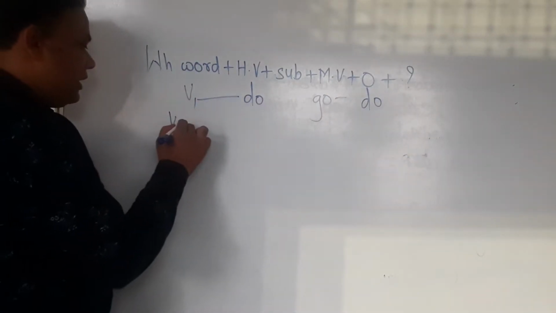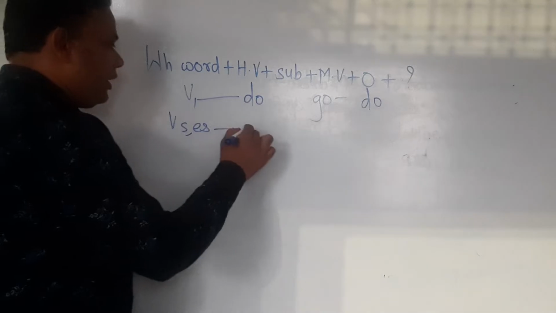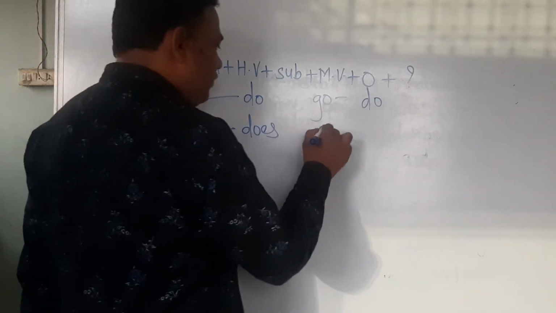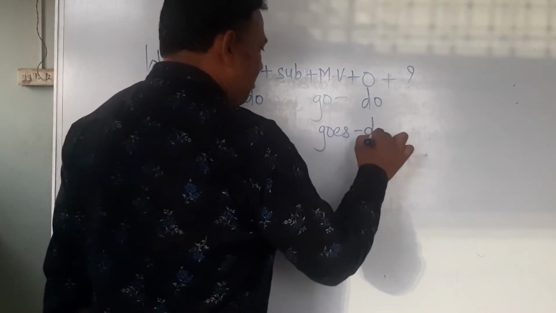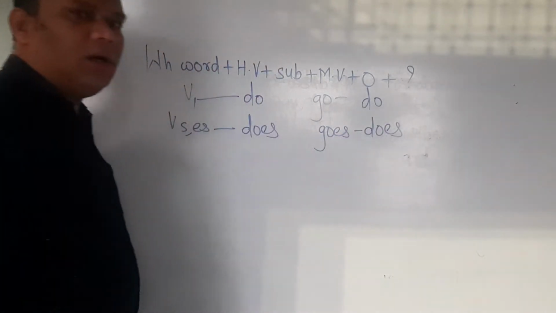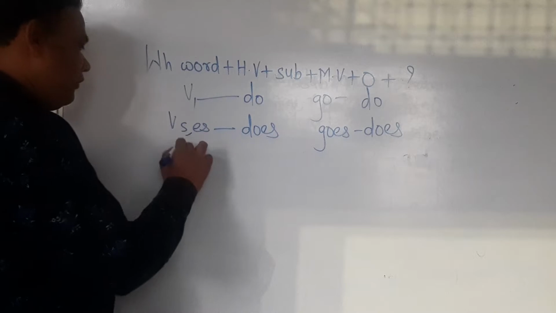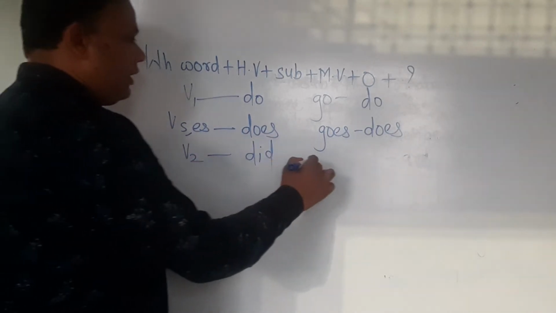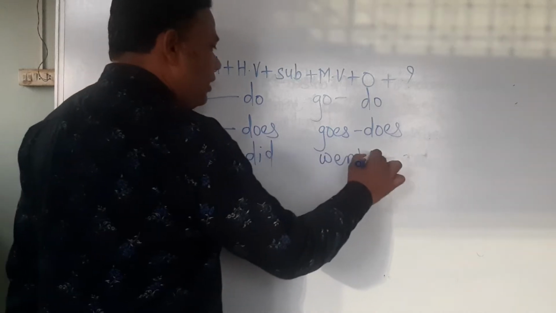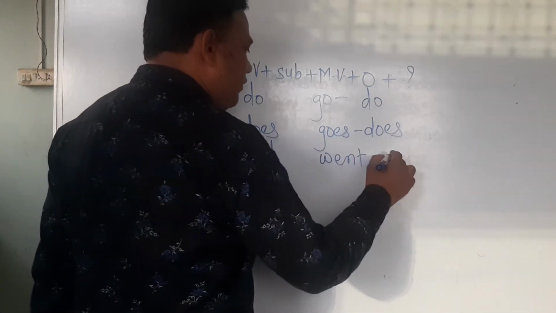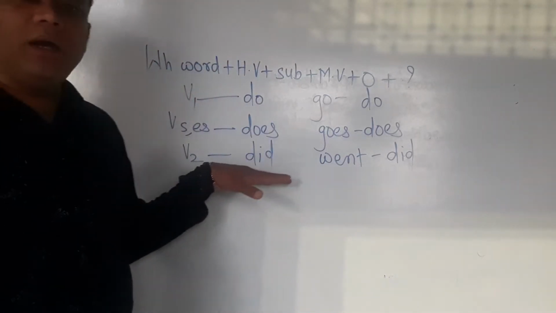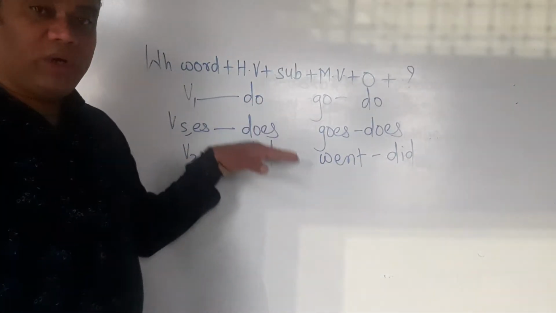If the suffix s or es is added to the main verb, then we have to use does. For example, if goes is there, then we have to use does. If the main verb is given in the second form, then we have to use did. For example, went is there, then by seeing the word went, we have to use did. In this way, we have to choose do, does or did.